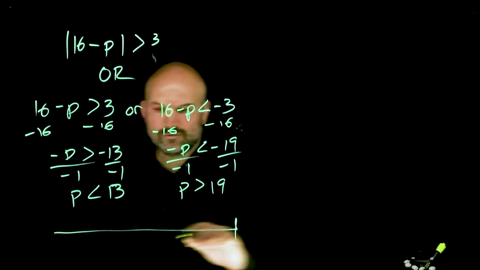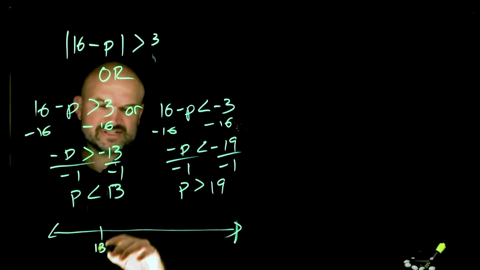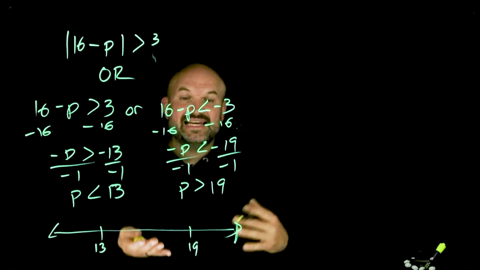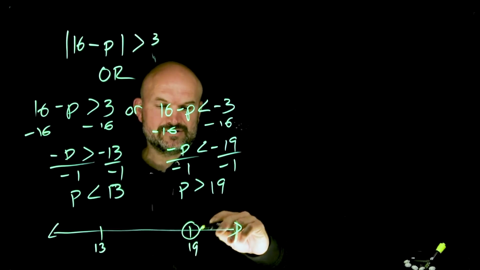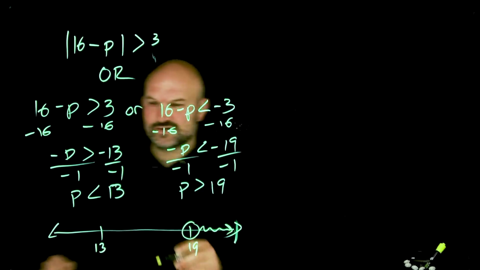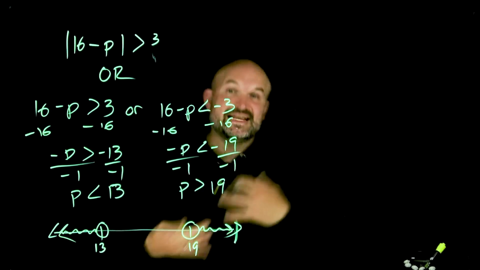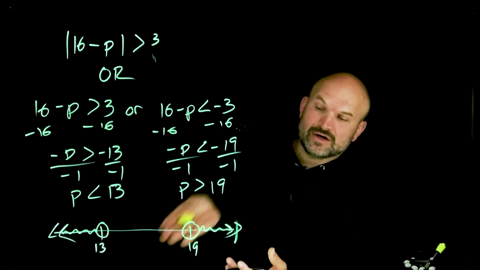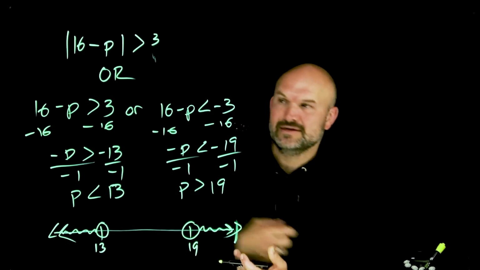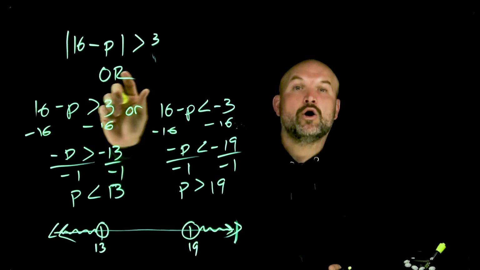Now, if I graph this on a number line, let's say here's 13, and let's say here's 19. p has to be greater than 19, not including 19, but greater than. So it's going to look in that direction. And then 13, p has to be less than, so therefore it's going to go in that direction. So again, to satisfy this absolute value inequality, the values either have to be less than 13 or they need to be greater than 19. Just make sure you understand what you're looking for and that this is an or inequality.